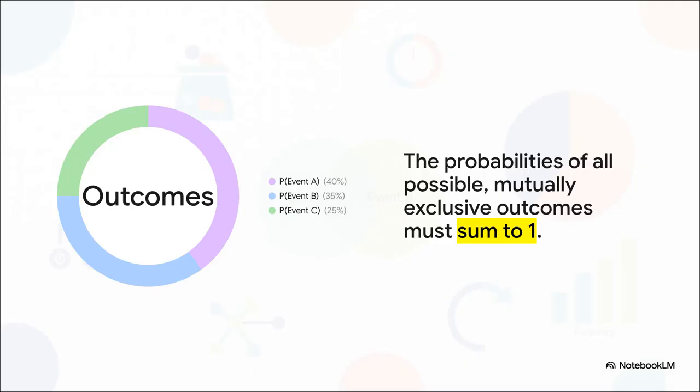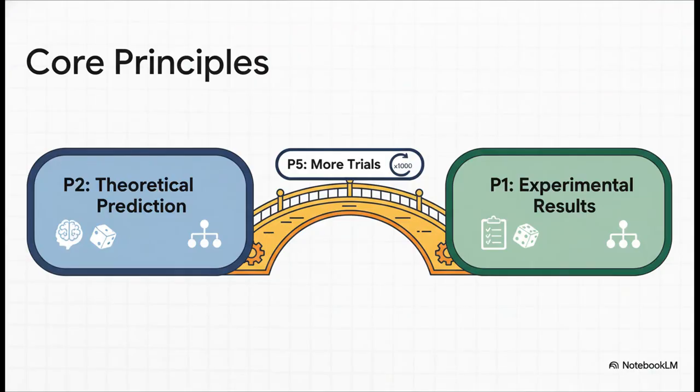And here's another one of those fundamental rules for your toolkit. If you have a set of events that are mutually exclusive, which is just a fancy way of saying only one of them can happen, and they cover all the possibilities, then their probabilities have to add up to 1. This is a brilliant shortcut for those probability of not something questions. Instead of adding up everything else, you can just do 1 minus the probability that it does happen. So much quicker.